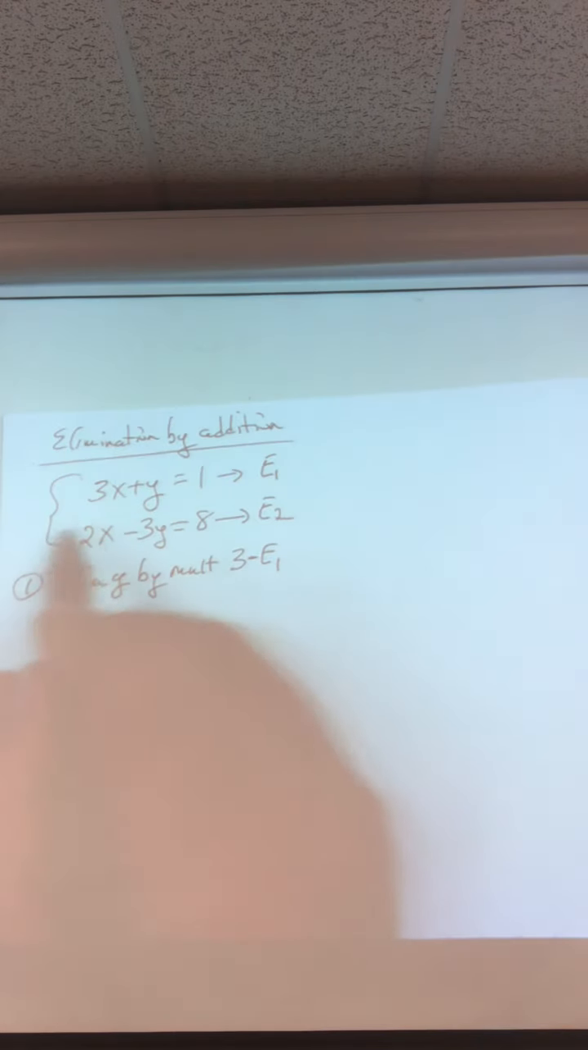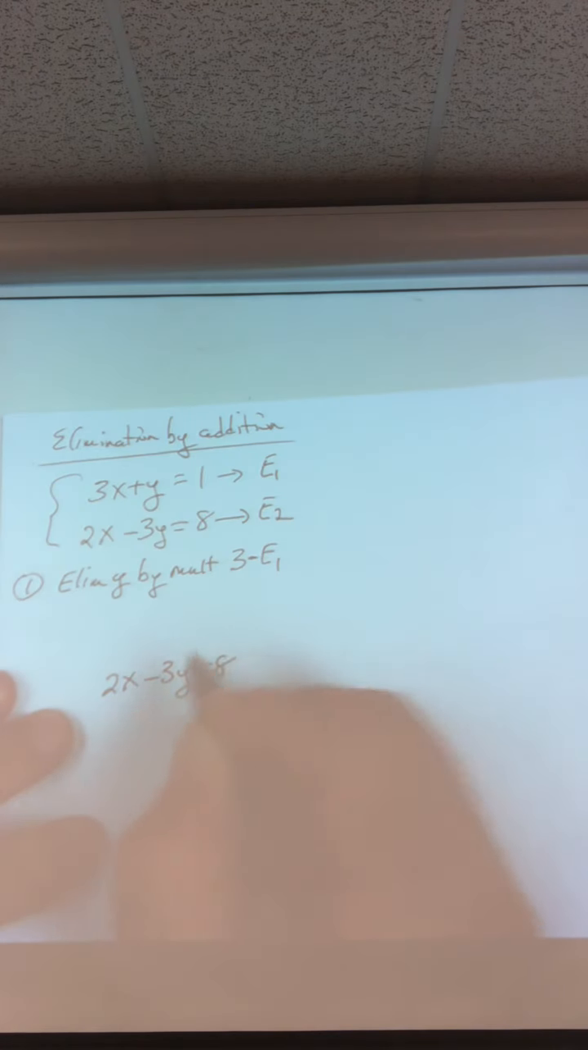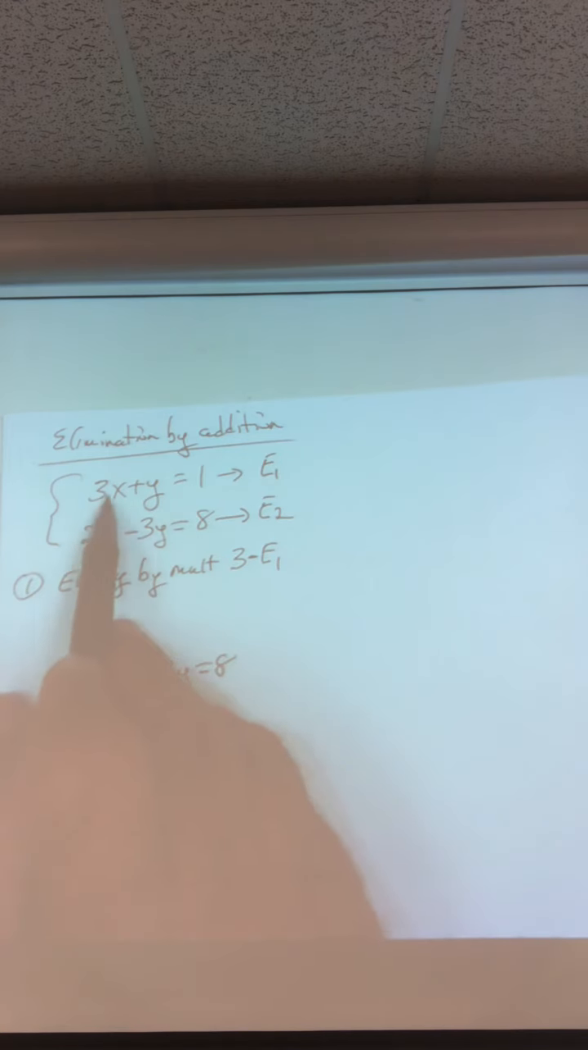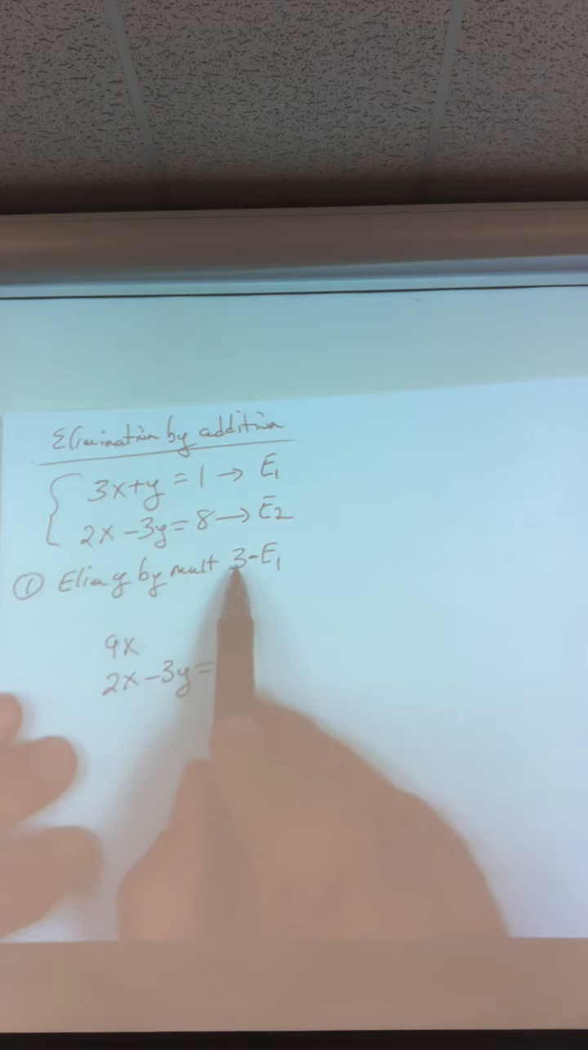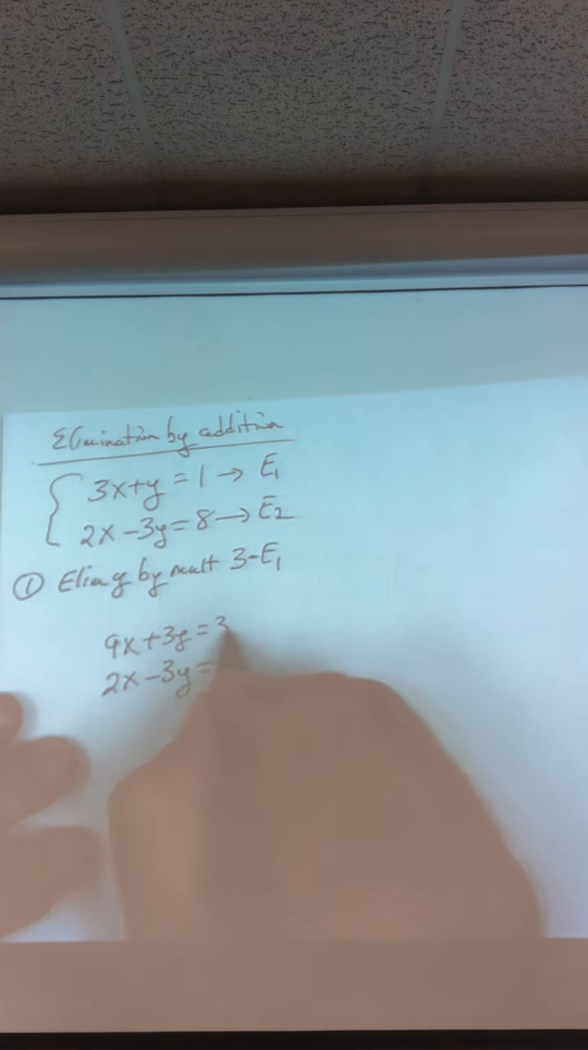All right, we're not going to bottom with E2. So let's put E2 back down. Okay, multiply 3 by E1. 3 times 3, make sure you multiply all of them. 9x, 3 times y is 3y. And then 3 times 1 equals 3.